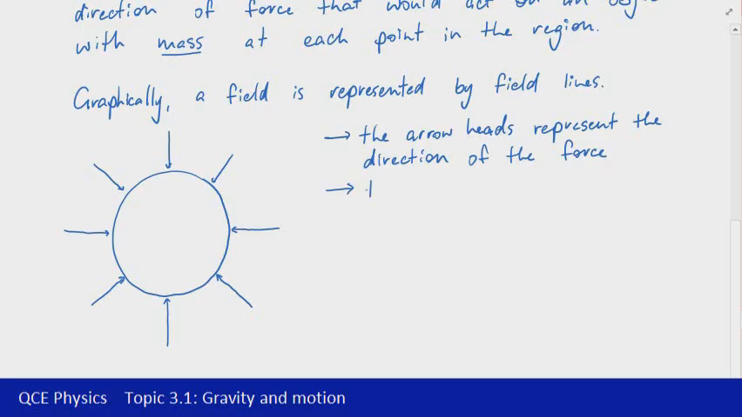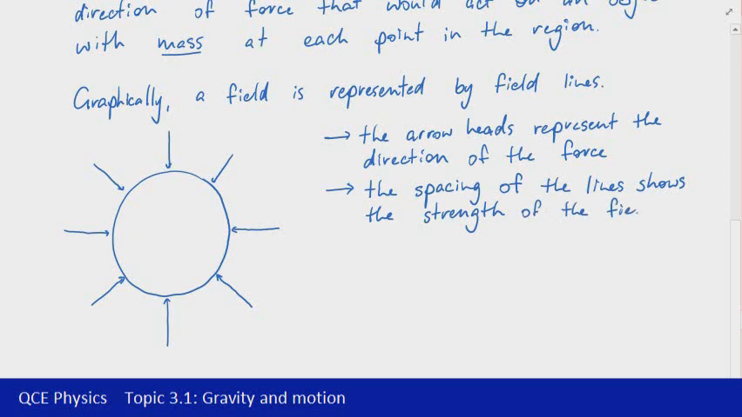The second thing is the spacing of the arrows. So there are two quantities that we need to be aware of with a field. First is direction, the second relates to the spacing. The spacing of the lines shows how strong the field is. We'll talk about what we mean by the strength of the field in a second, but just want to look at the fact that when we've got field lines that are closer, that means that it's a stronger force or a stronger field in that region.